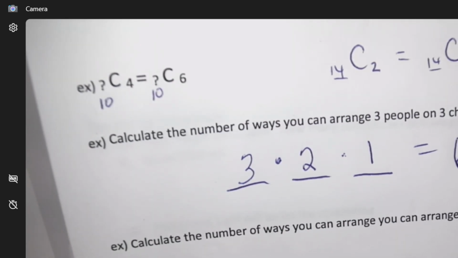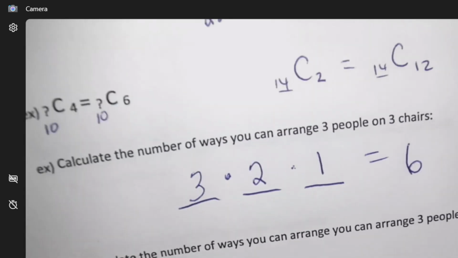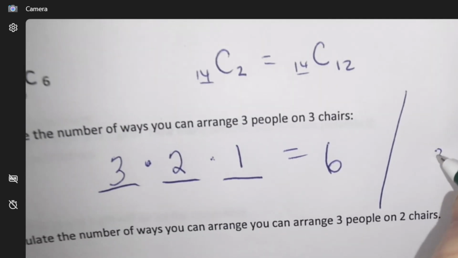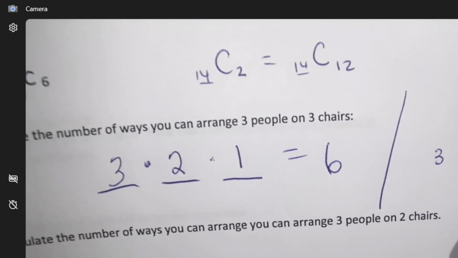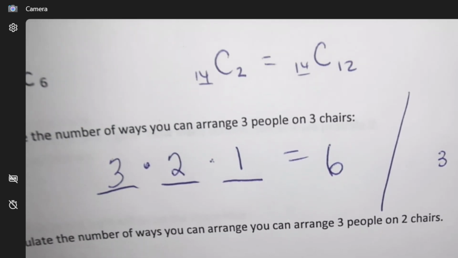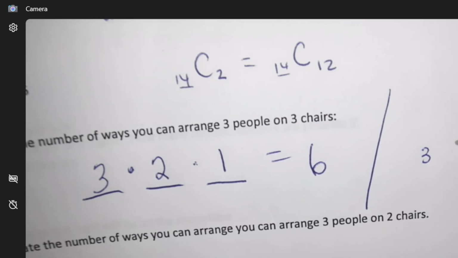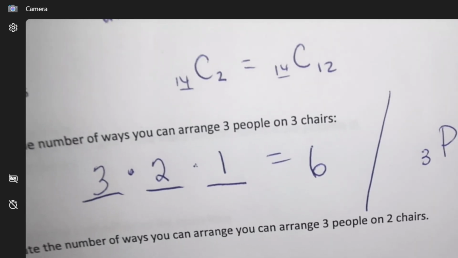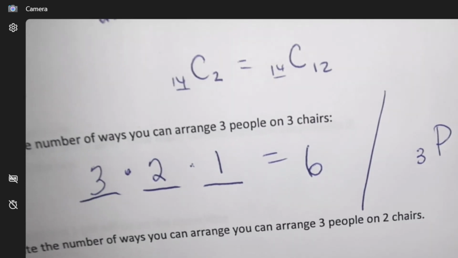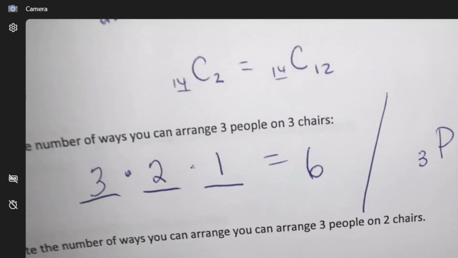Okay, I'm also going to do this as another method. I had 3 chairs, 3 people. Am I making a combination or am I making a permutation? So, in other words, does the order matter or not matter? The order of the people on the chair matters. So that would be a permutation. Same thing.